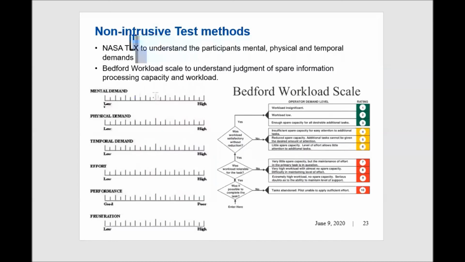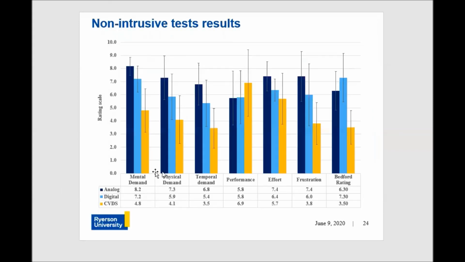After each flight test, participants were asked to fill a non-intrusive survey report of a NASA TLX form and a Bedford workload scale form, which helps us gauge the participants' performance in order to understand the mental, physical, and temporal demand, the amount of effort and performance exhibited, and the amount of frustration that the pilots felt. And the Bedford workload scale gauges the participants' workload and checks the amount of additional workload capacity that the participants had in addition to completing the flight simulation task. And the results were graphically plotted as shown in the figure.